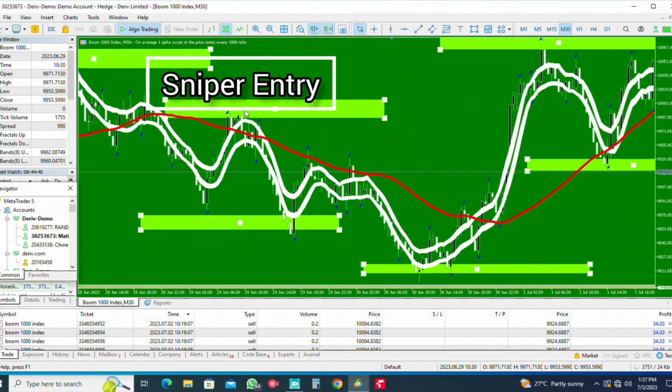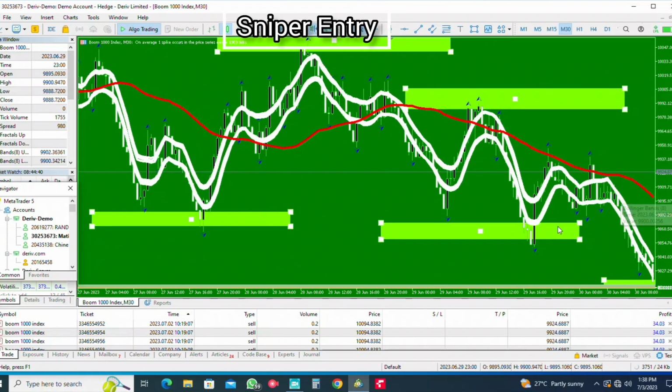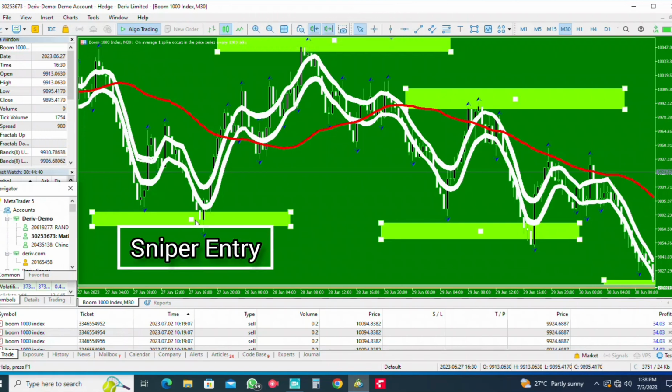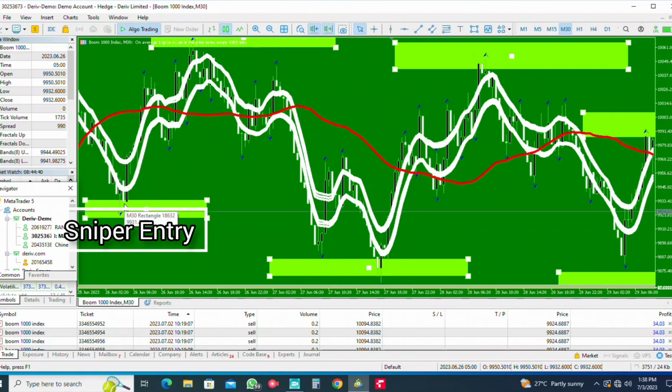Look at another sniper entry. Look at the sniper entry down. Are you seeing it? Look at another sniper entry.